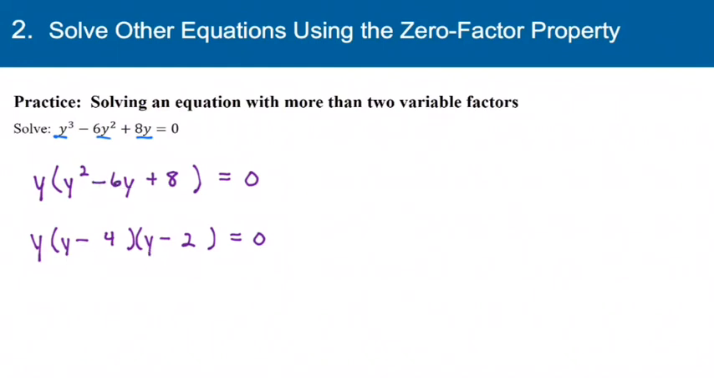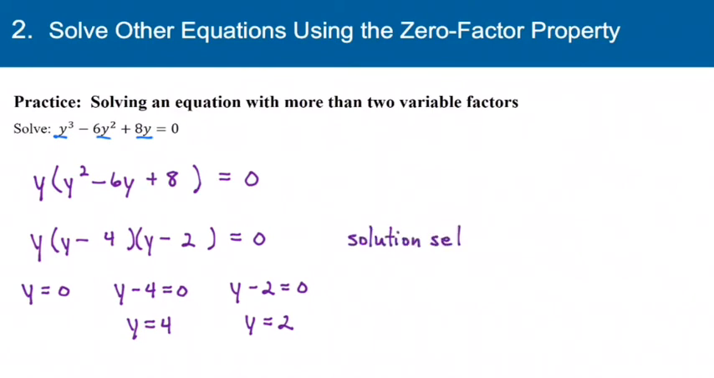Okay, now if this times this times this is 0, then one of these factors has to be 0. Either the first factor equals 0, or the second one, or the third one. If the first factor equals 0, then just 0 is one of our solutions, so that's fine. If the middle factor equals 0, then you add 4 to both sides and you find out y equals 4. If the third factor equals 0, add 2 to both sides and y equals 2. So our solution set is 0 and 4 and 2.